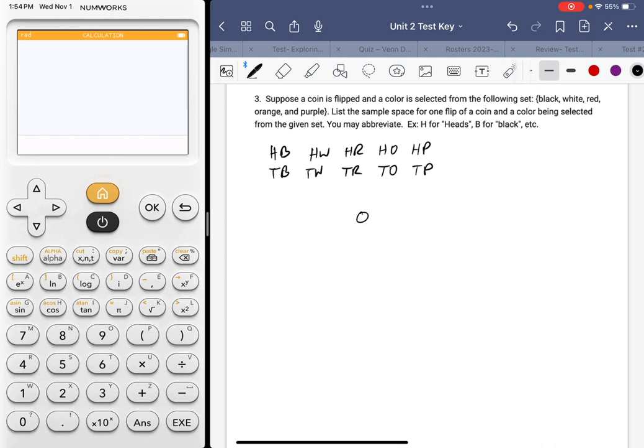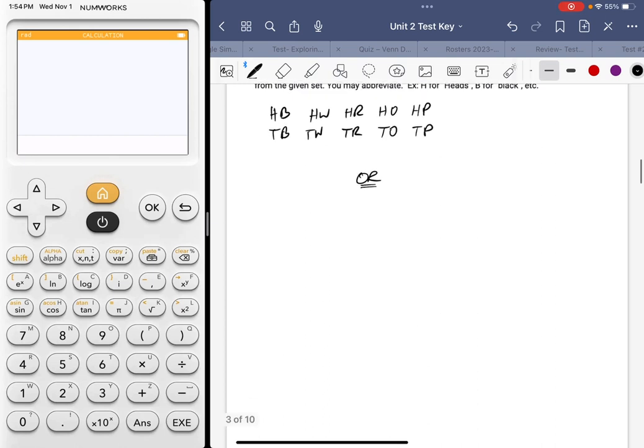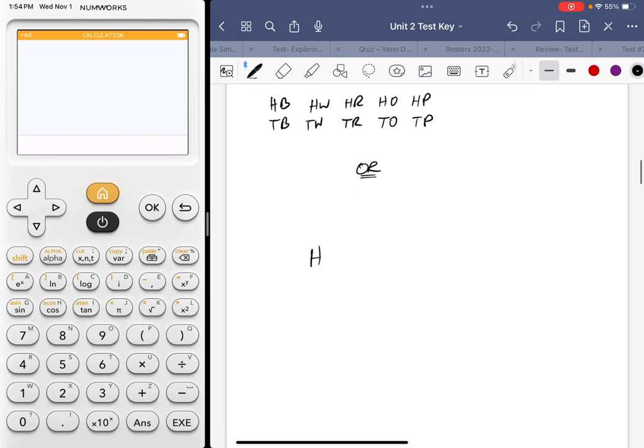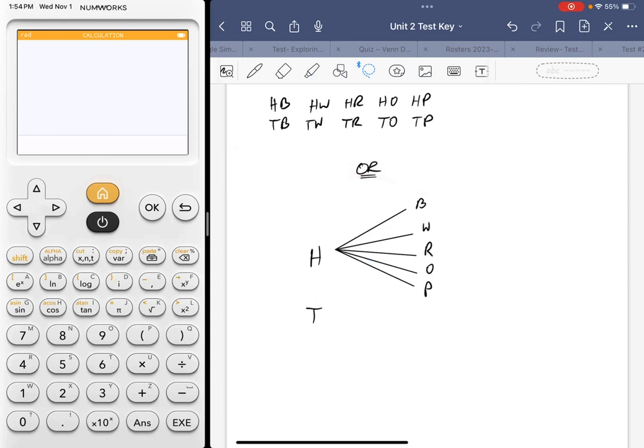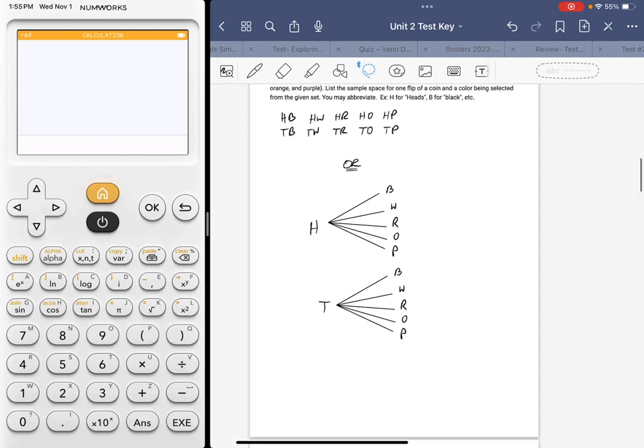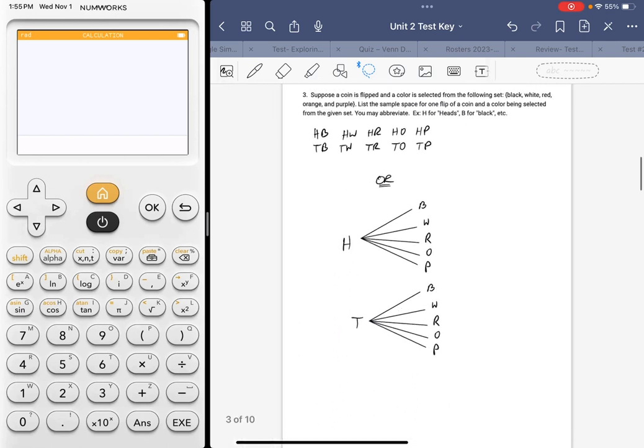All right. You don't have to do both of these methods, but you could also do it as a tree diagram. So heads, tails, and 5 branches for each one. So black, white, red, orange, purple, and then just do the same thing for tails. So if you want to do a tree diagram or sample space, either would be acceptable.